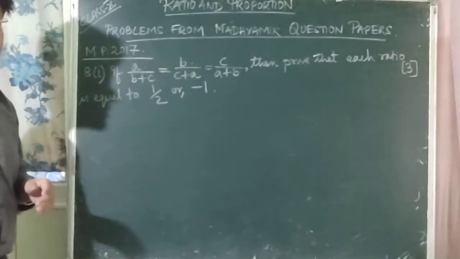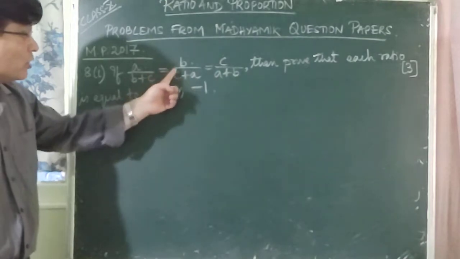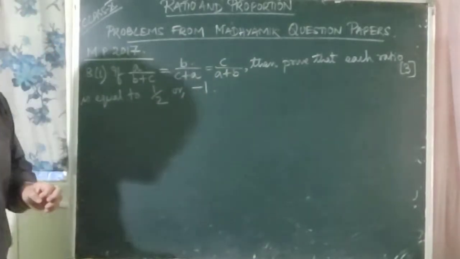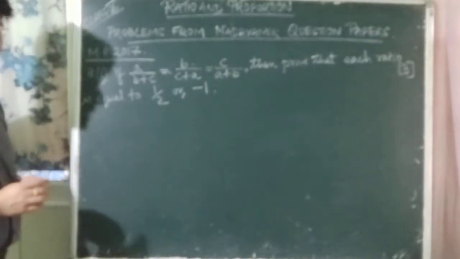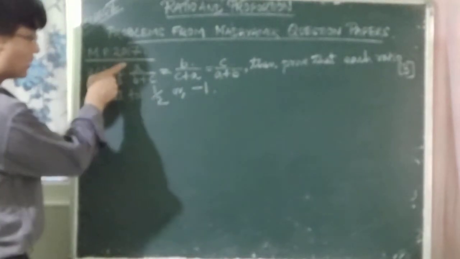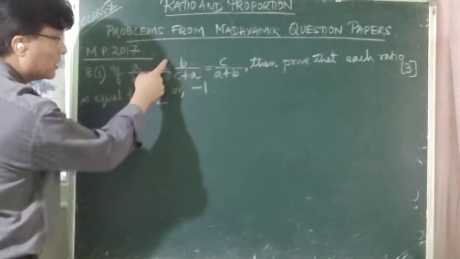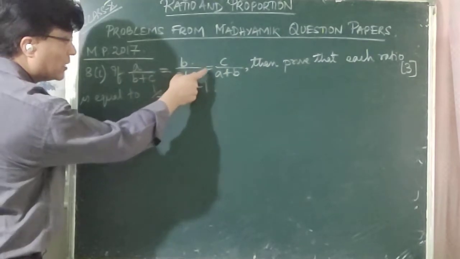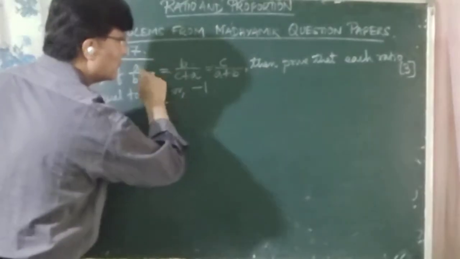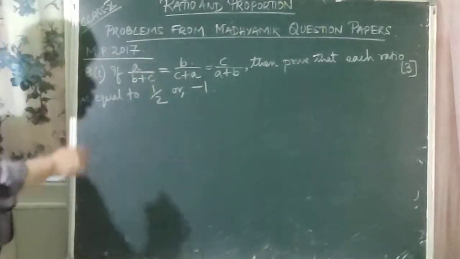Question number 8, number 1 is: if A upon B plus C is equal to B upon C plus A is equal to C upon A plus B, then you have to prove that each ratio is equal to half or minus 1. That means this is the first ratio, A upon B plus C, this is the second ratio, B upon C plus A, and this is the third ratio, C upon A plus B. You have to prove each ratio is either equal to half or minus 1.